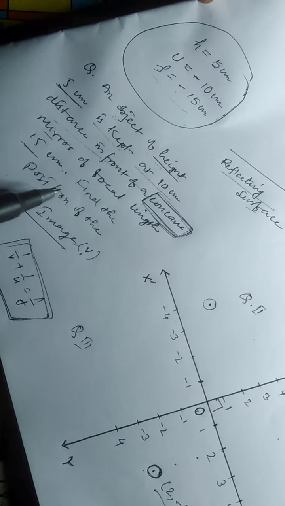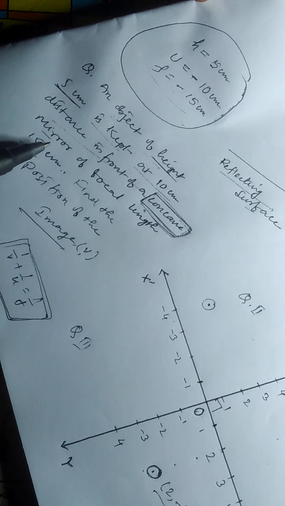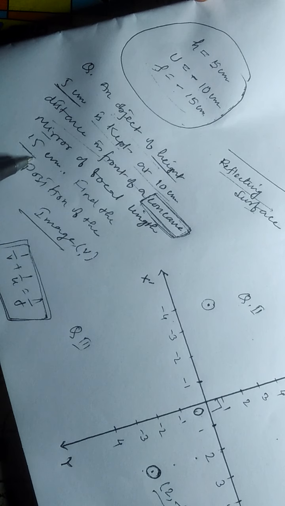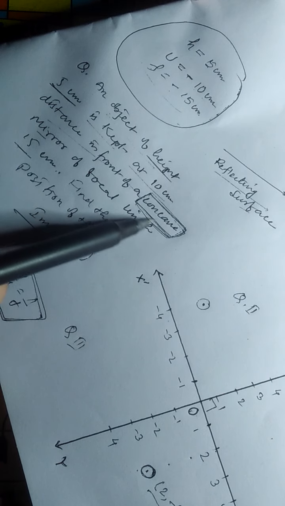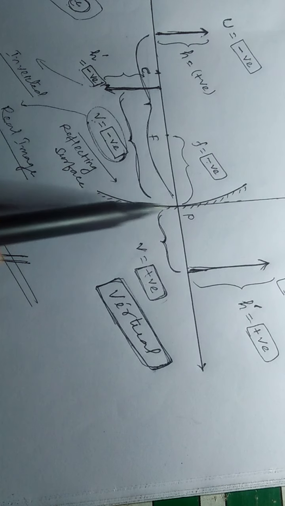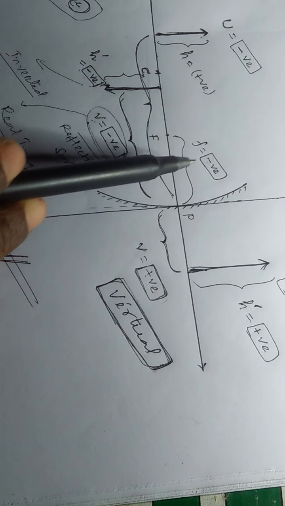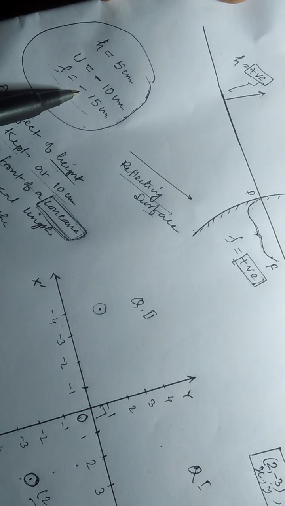Now go to the second, the last stage of the question. Mirror of focal length 15 centimeter. Now see this word concave. When it is concave, this is the drawing of concave, and left side is focal length. So it is again negative. So I took F is equal to negative again.